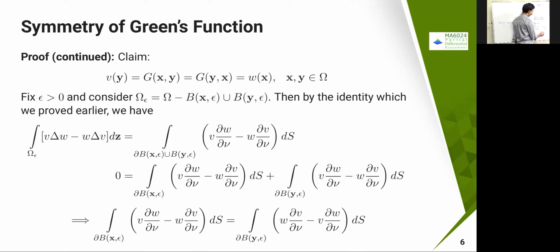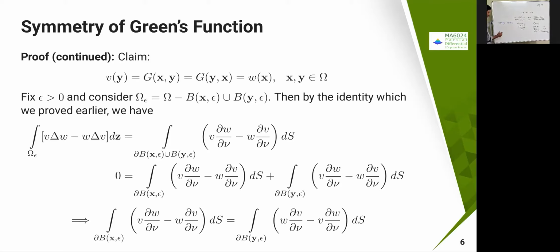So I'm going to take B of x comma epsilon, for a given epsilon, and also B of y comma epsilon, and take the union of those. Then I subtract this from the domain; I call that omega epsilon. Then in the remaining places I can apply the same thing. Everything I derived in the earlier class is going to be valid there.